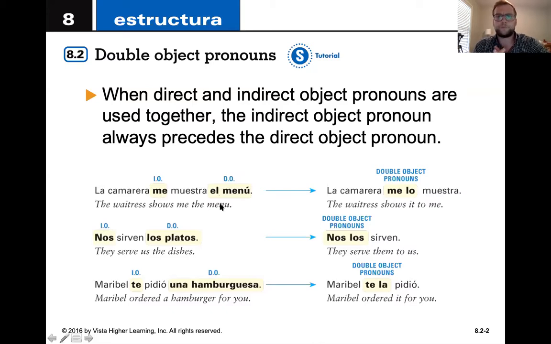So if we were going to combine the use of this, let's think about how we would do this in English. The waitress shows the menu to me. She shows it to me, right? So that's how we're going to work that. And that's the point of all this, to be able to say it and me and them instead of having to say out that long form, because we're replacing nouns with these pronouns, right? So me lo muestra. That's the same thing as saying la camarera me muestra el menú. If we have a lot of context, if we know what we're talking about prior to that, we can just say me lo muestra. She shows it to me.